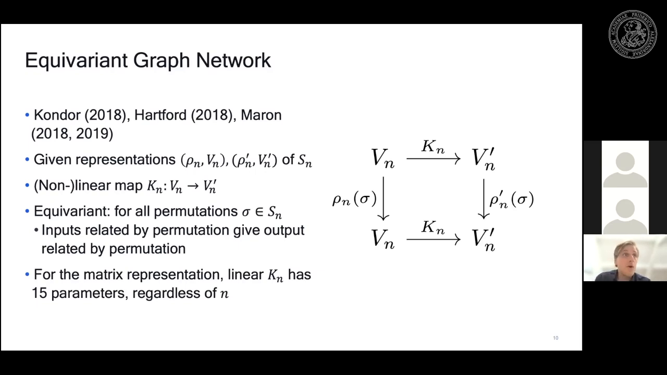And for example, Maron in 2018 found that whenever this Kn is linear, there are 15 parameters for such a linear map, regardless of n. Most of these representations, such as the matrix representation I introduced earlier, the computational cost actually scales polynomially in n, because these involve matrices like n squared. And thus, they aren't really scalable to larger graphs. And a large motivation for this research is to find similarly powerful equivariant graph networks, because this class of methods has been shown to be very expressive, but to find similarly expressive networks with better computational scaling to larger graphs.